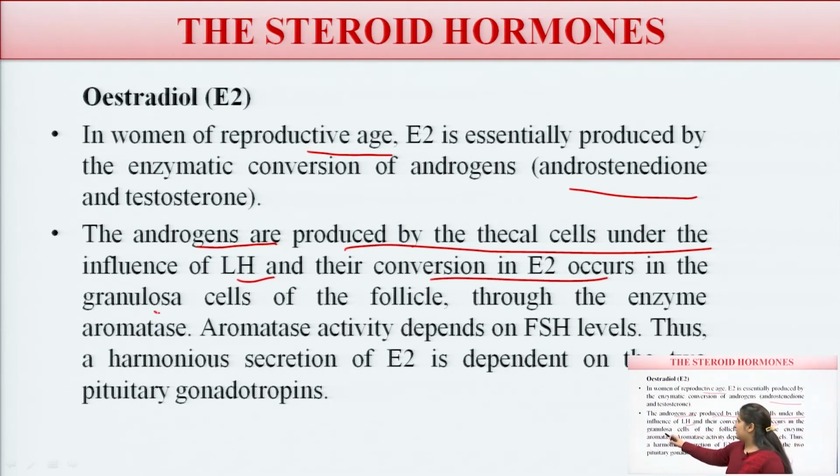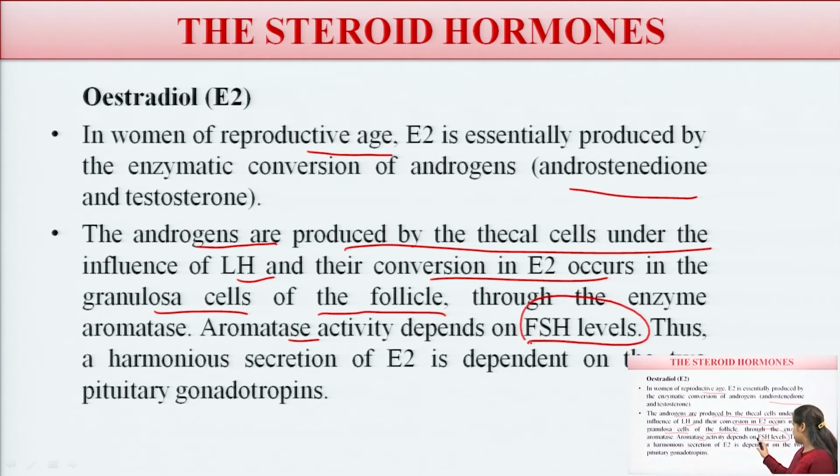Again, it is in the granulosa cell of the follicle, through the enzymatic activity, or aromatase activity, and this aromatase activity depends on the FSH level. The level of FSH release depends on the aromatase activity of the estradiol, right. Thus the hormonal secretion of E2 depends on the two pituitary gonadotropins.